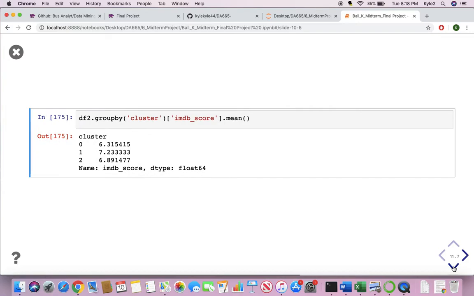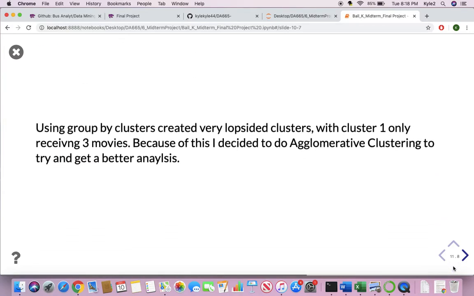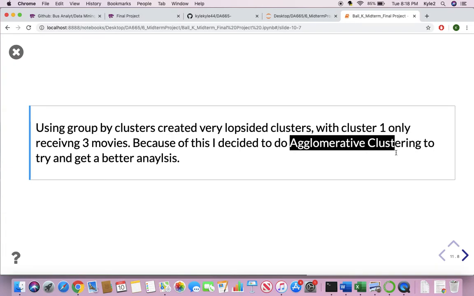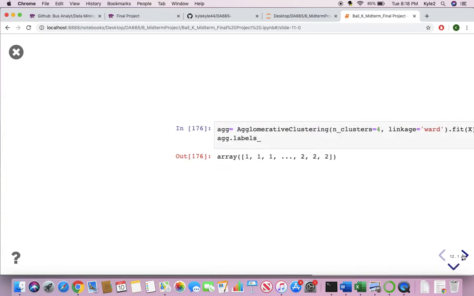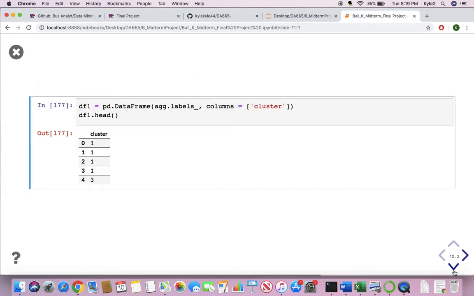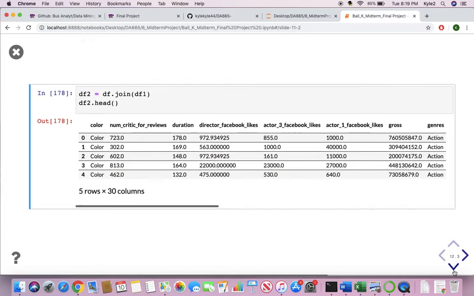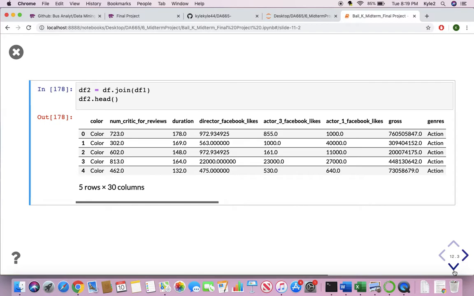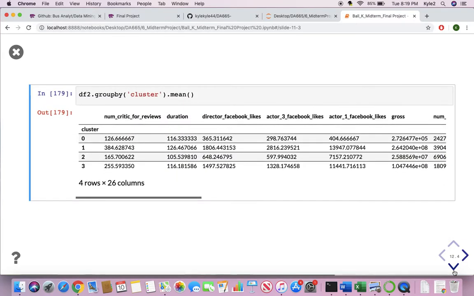So these were the average scores for those, but it doesn't really mean too much because I felt like it was too lopsided. So I wanted to go about using a different method of clustering. I split it up into 4 clusters this time, was my plan. I just felt like it would work better, and these were some of the traits for each cluster.